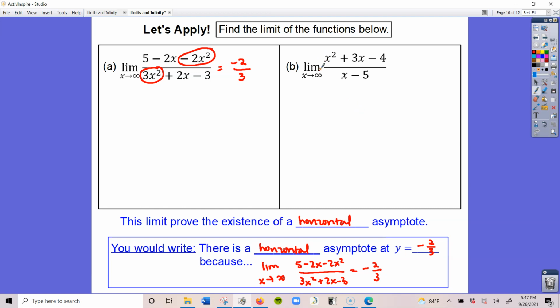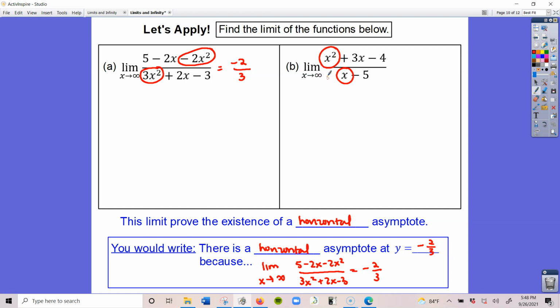Now in this second example, we have the limit as x is approaching infinity of (x squared plus 3x minus 4) over (x minus 5). So we're going to pull our leading terms from the numerator and the denominator. In the numerator, my leading term is x squared, and in the denominator, it's x. Since the degree of the numerator is larger than the degree of the denominator, this means that we don't have a horizontal asymptote because of that higher degree in the top.